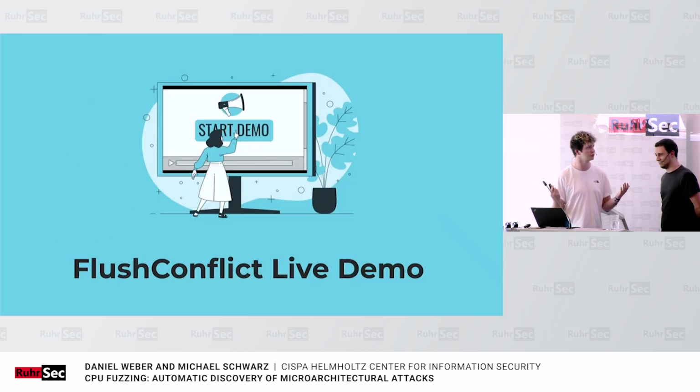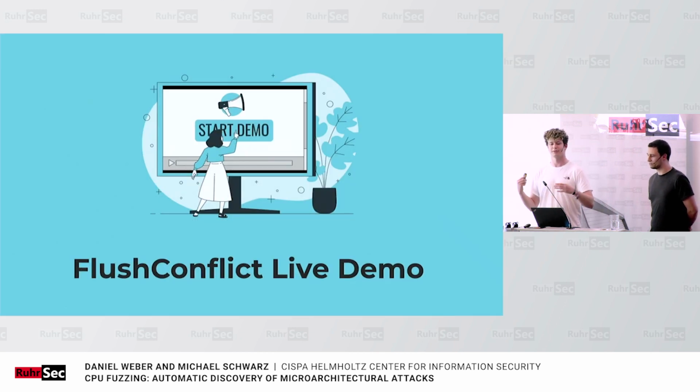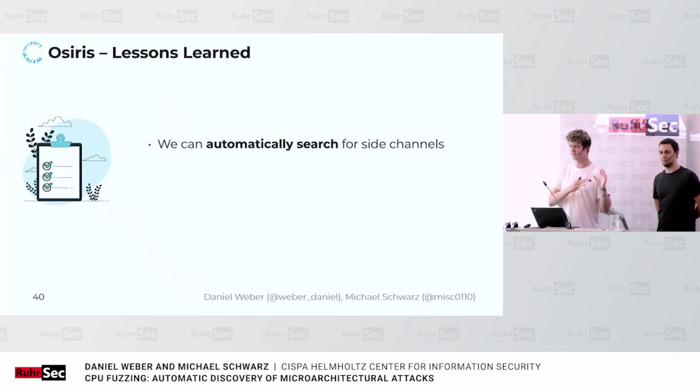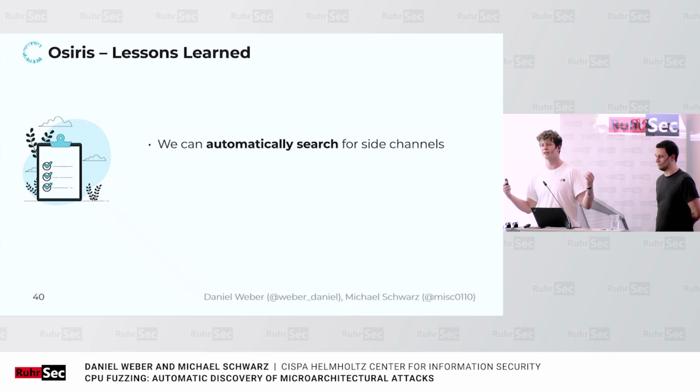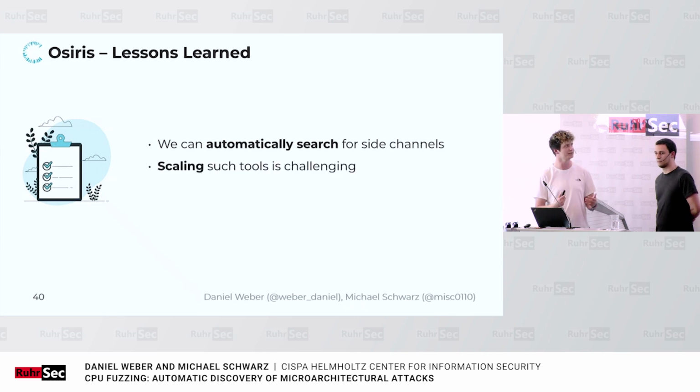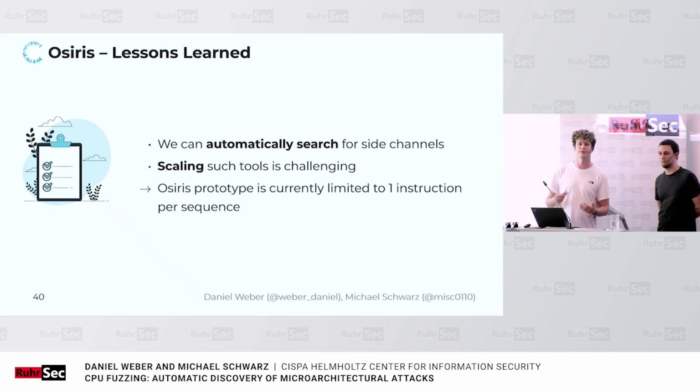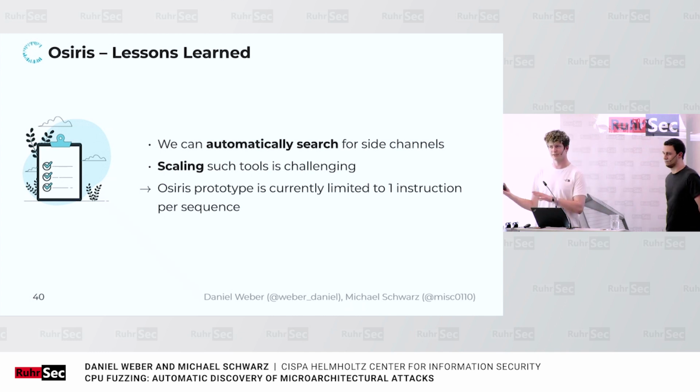Okay, that's cool. But to get back to more of an educational perspective, what do we learn here? We've seen these things, we can automate stuff. So first reason, we can automatically search for side channels. But to be honest, scaling such tools is still challenging, and our current prototype is limited to one instruction per sequence. So while we found a few side channels there, we cannot find everything. Side channels that we saw yesterday are too complex to be found by our current prototype.